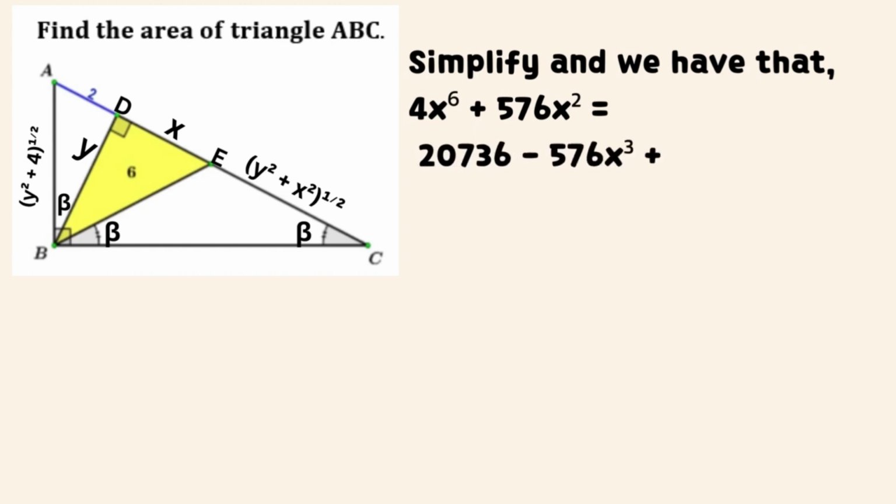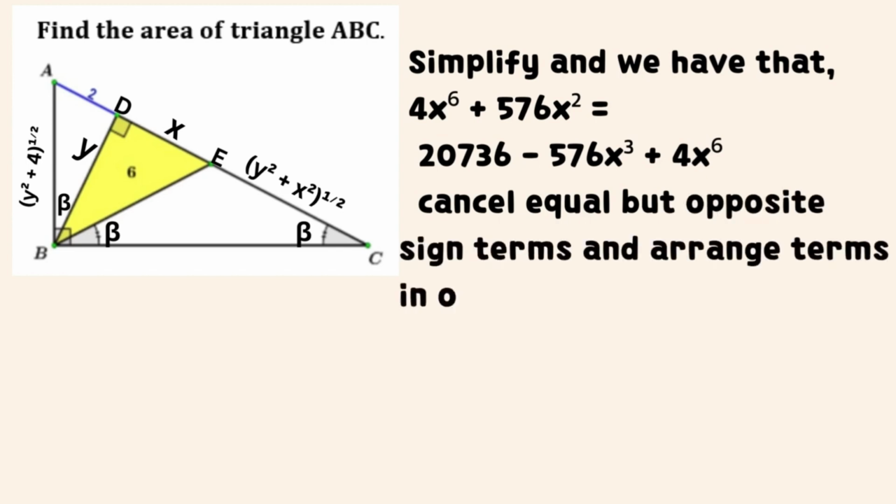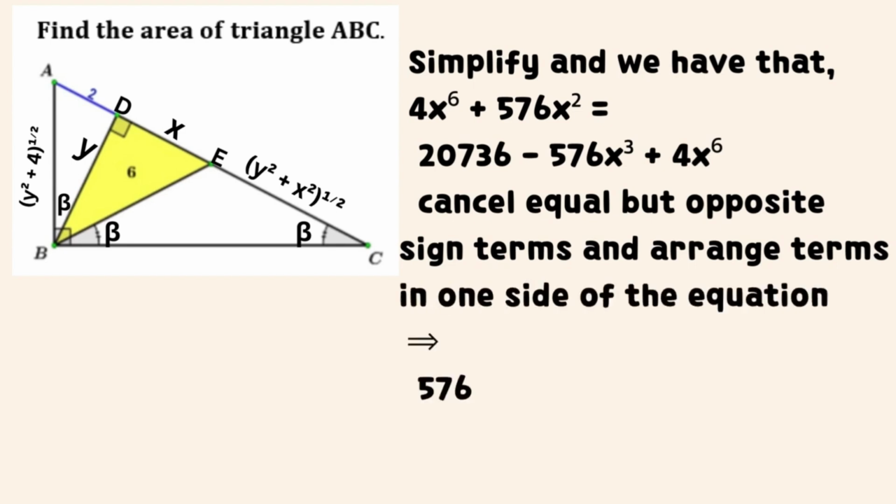Simplify, and we have that the sum of 4 times x to the power of 6 and 576 times the square of x equals 20,736 minus 576 times the cube of x plus 4 times x to the power of 6. Cancel equal but opposite sign terms and arrange terms in one side of the equation.